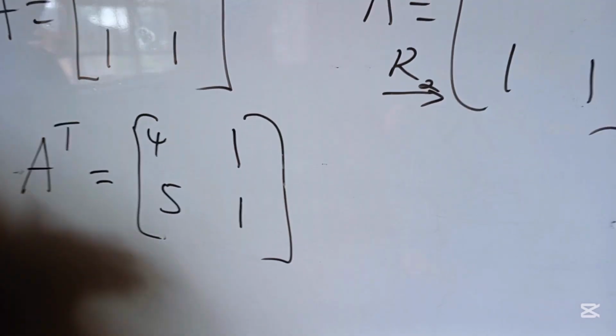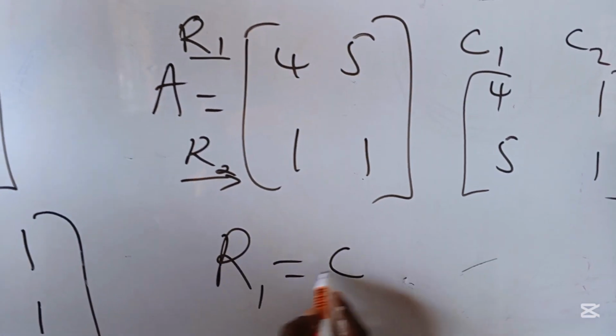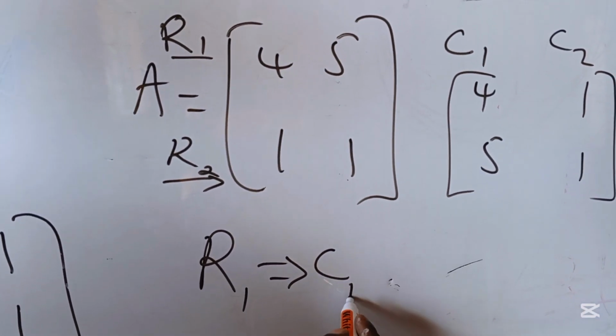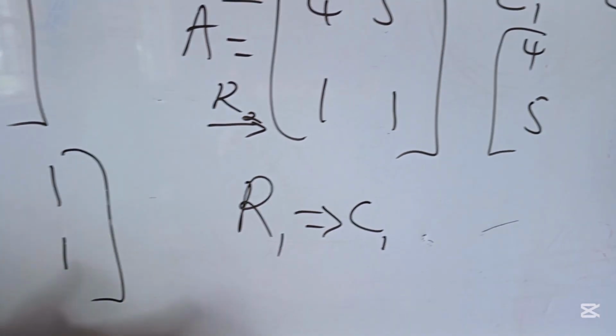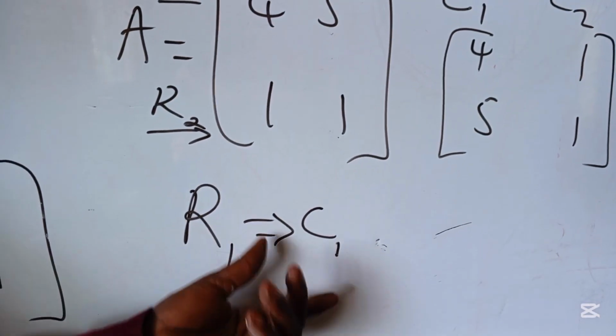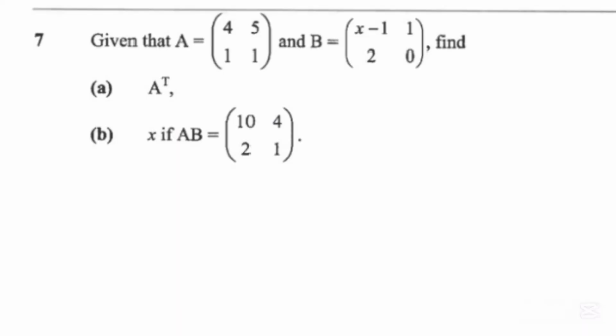So how do we transpose? Rows become columns. When a row becomes a column, that's what we are calling a transpose. So to transpose is just changing rows into columns. Now go to B.